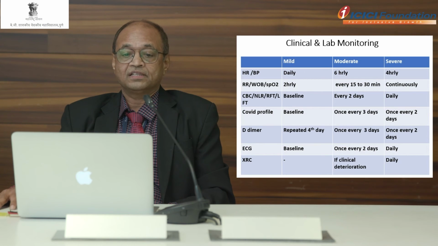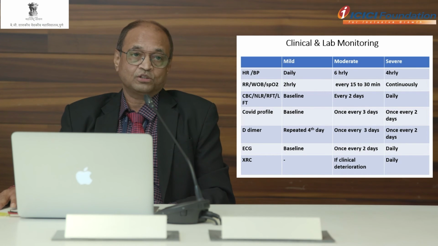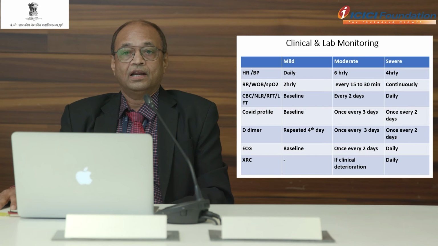For example, if it is severe illness, the heart rate and blood pressure have to be monitored every 4 hourly. The respiratory rate, work of breathing and SpO2 have to be monitored continuously. The CBC, NLR, neutrophil lymphocyte ratio, has to be monitored on a daily basis. The inflammatory markers have to be monitored at least every 2 days. The D-dimer also at least every 2 days in this particular individual.